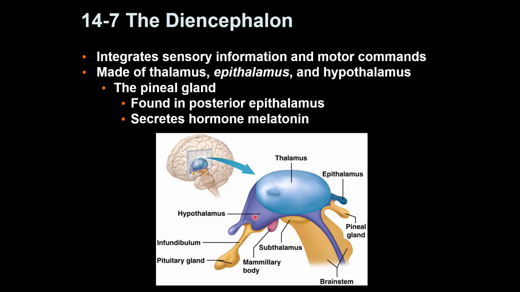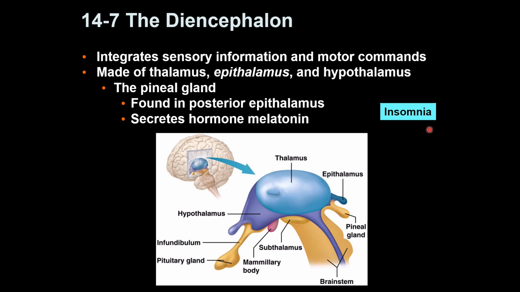Then the other area is called the epithalamus. This is the epithalamus, and the pineal gland is part of the epithalamus. The pineal gland produces melatonin, and melatonin is important for sleeping. Later at night, when the light goes down, the decrease in the amount of light is sensed by the eyes, and that signal is sent to the hypothalamus, to the epithalamus, and then the melatonin is released there.